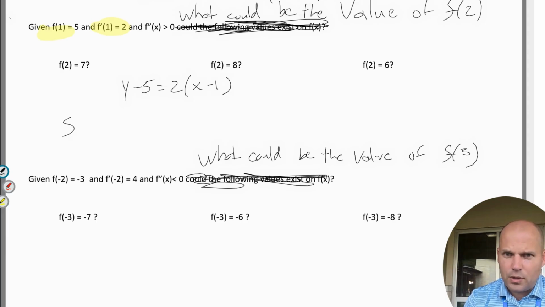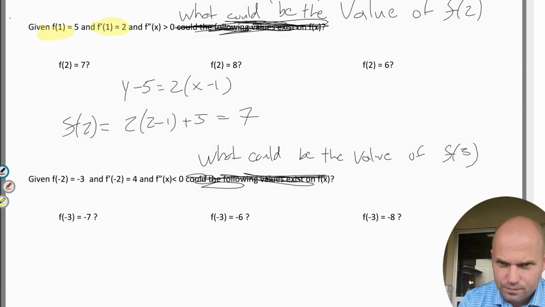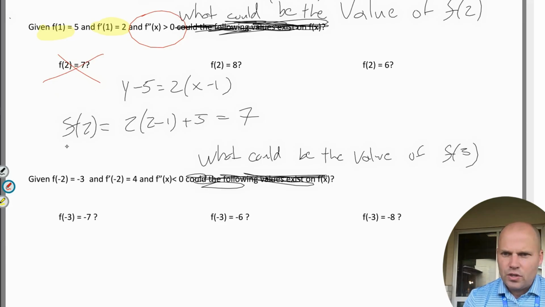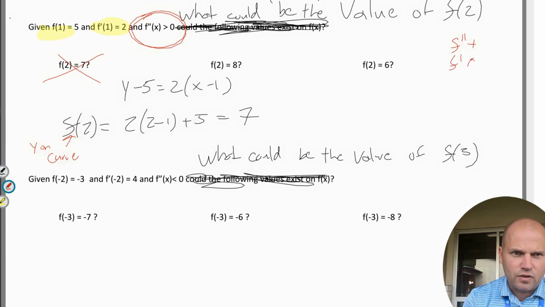If you wanted to approximate f of 2, you get 2 times 2 minus 1 plus 5. You get 5, you get 7. Cool. So f of 2 must be 7. F of 2 can't be 7. You're told that your curve, and this is the y on my curve, is second derivative positive. Remember, if your second derivative was positive, your first derivatives are increasing, which means your original function is concave up.